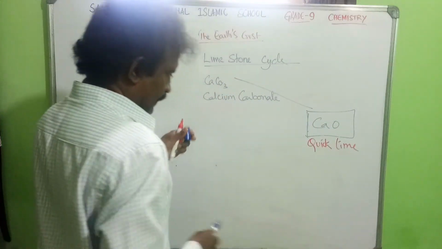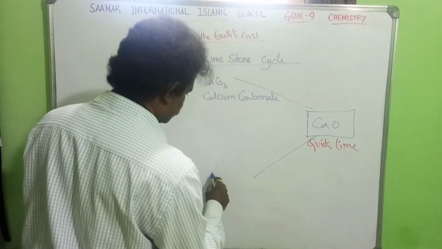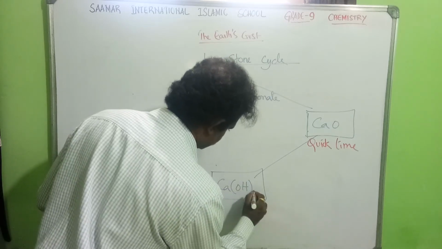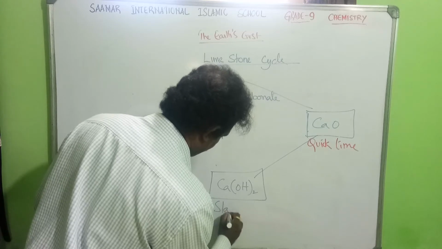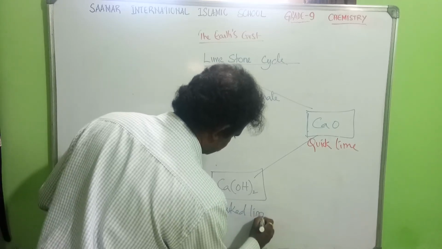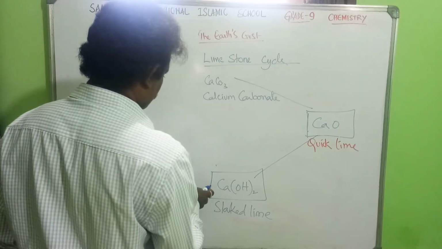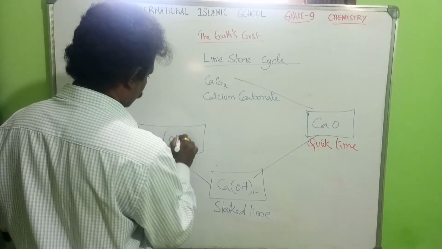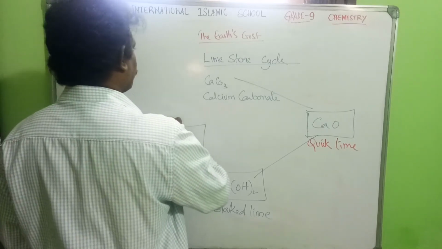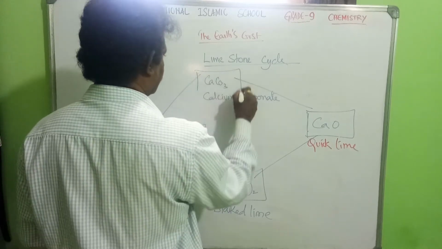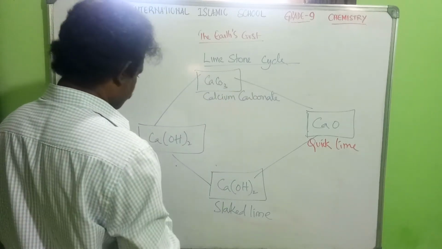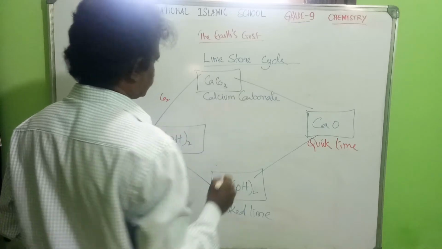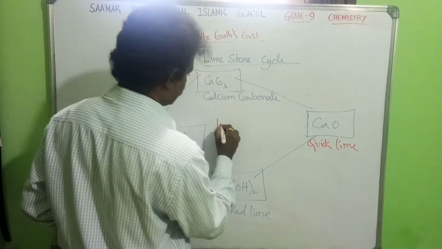Again, this calcium oxide gets converted to calcium hydroxide. This is your slaked lime. By adding more water to this slaked lime, and then adding carbon dioxide to this, it will again form calcium carbonate. This is called your limestone cycle.